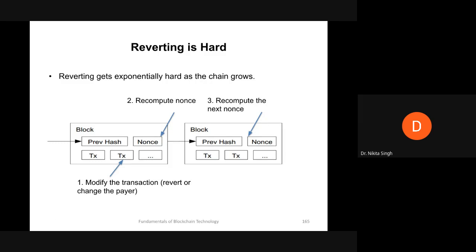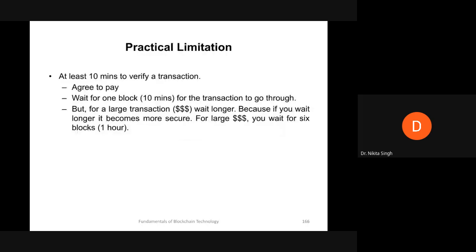So reverting a transaction is very hard because your chain grows in size. You have to recompute the nonce every time you want to change any transaction on the blockchain. So reverting is very hard on the blockchain.